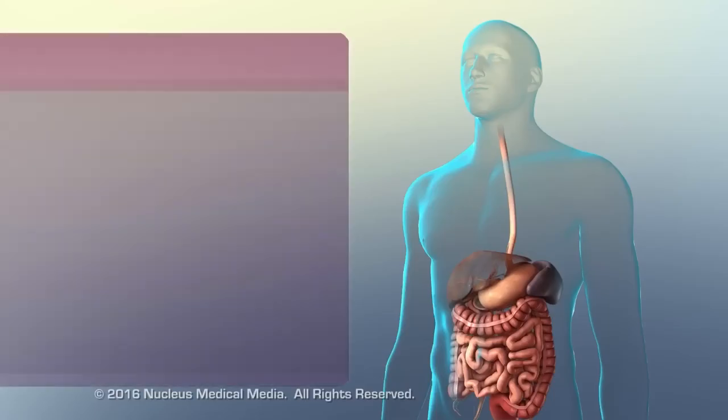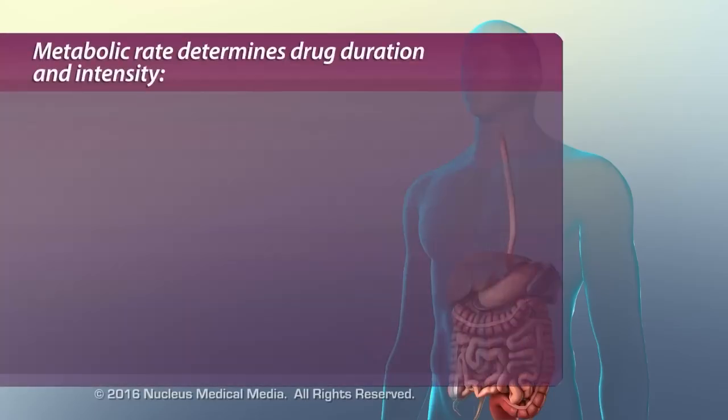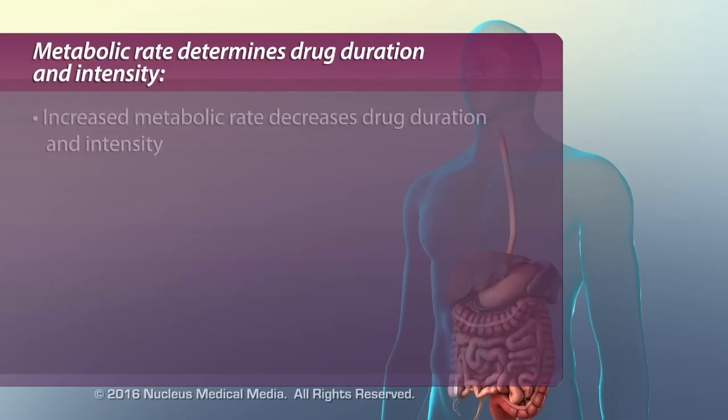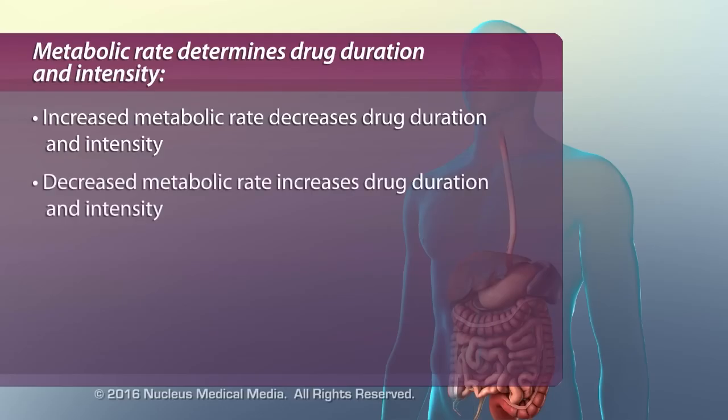A drug's duration and intensity of effect are largely determined by metabolic rate. Increased metabolic rate will decrease drug duration and intensity by facilitating excretion. Decreased metabolic rate increases drug duration and intensity.